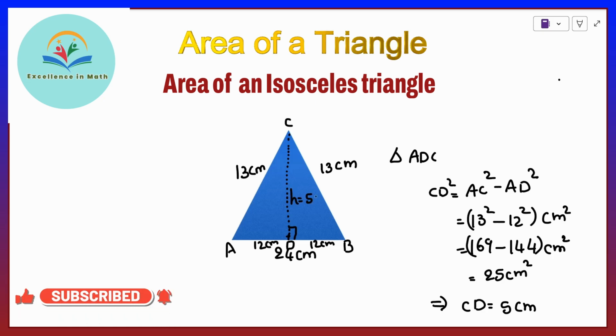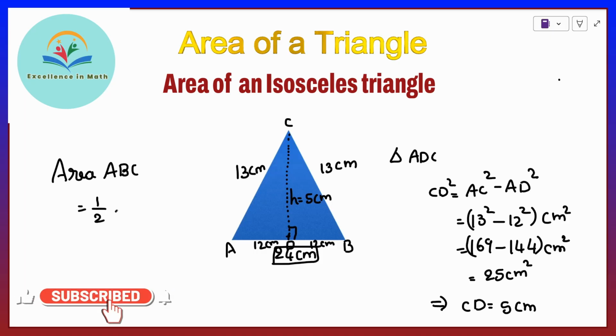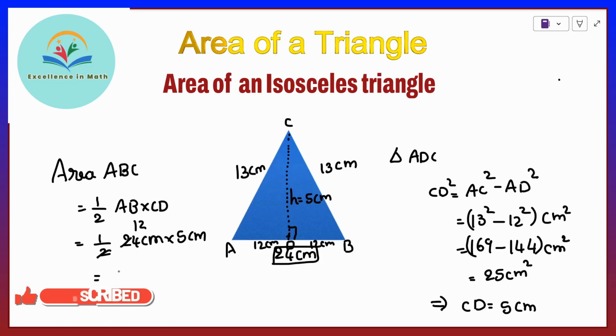If we know the height of the triangle and we already have the information about the base of the triangle, area of the triangle ABC is equal to half of base times height. That is half of 24 centimeters into 5 centimeters, that is 12 times 5, 60 centimeters square.